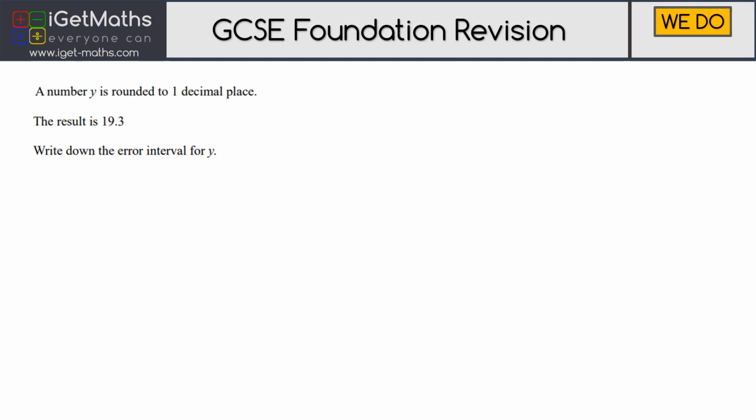So number y is rounded to 1 decimal place. The result is 19.3. Write down the error interval for y. So quite simply, because it's to 1 decimal place, you've got your unit 0.1, and whatever unit you have, you just half it. So you'd half that and you'd get 0.05, and you would subtract that for your lower bound, and for your upper bound you would just add it.